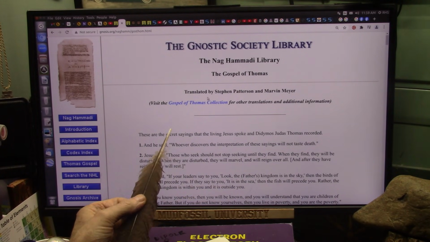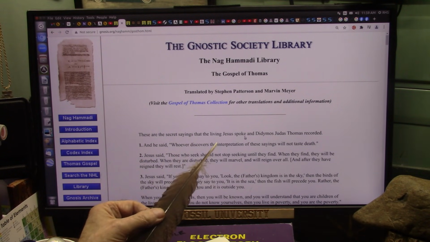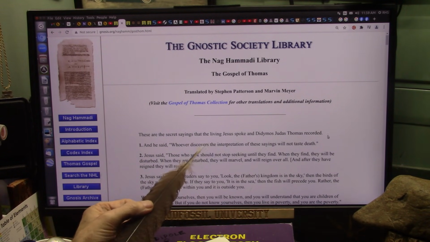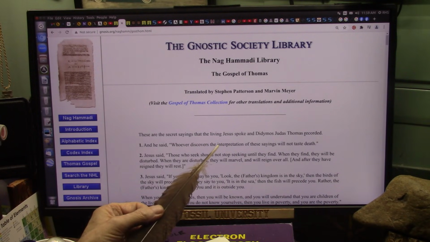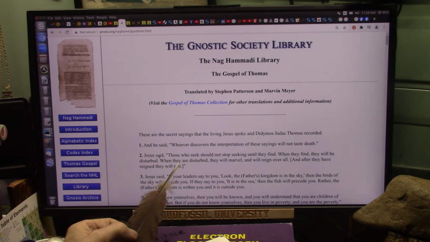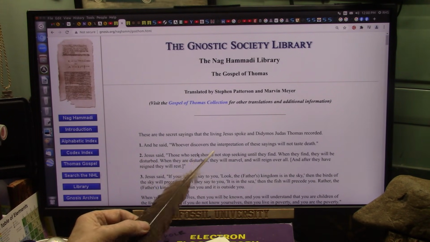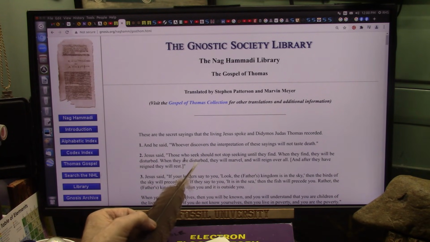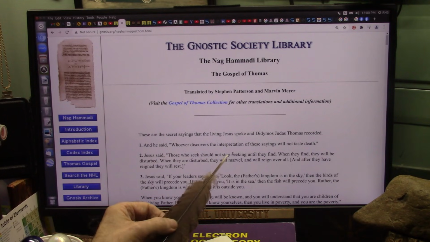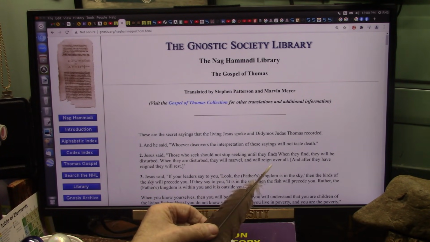Now, Jesus, this is supposedly the secret sayings of the living Jesus while he was walking around in his flesh. And Judas Thomas, doubting Thomas, recorded all these things. This is the most important one right here. Jesus said, those who seek, and you've got to seek or you're done anyway. So if you don't seek, forget about it. You're off the table. He says, those who seek should not stop seeking until they find.